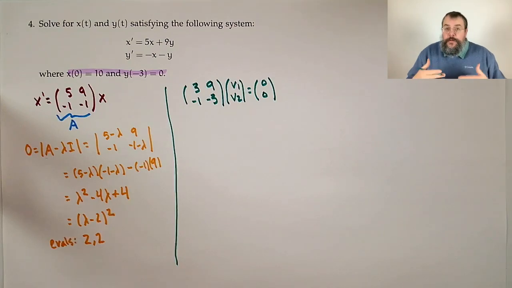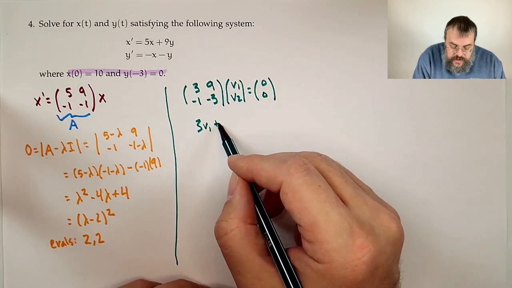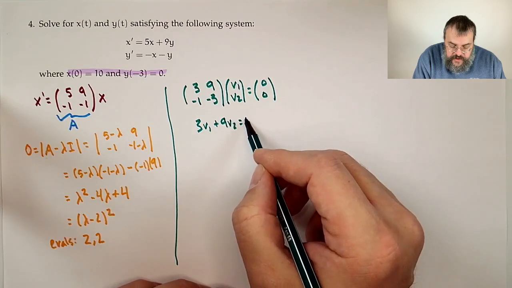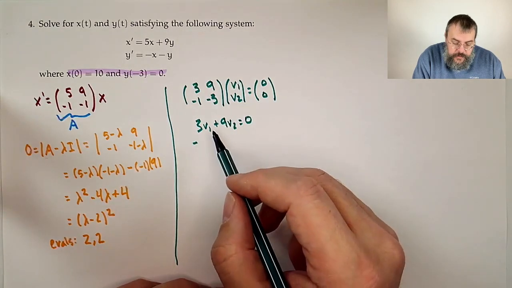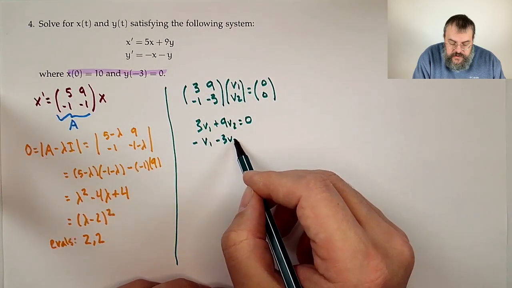Well, now what's going to happen? No surprise, if you look at the 2 equations that are really being encoded here, you have 3v1 plus 9v2 equals 0, and minus v1 minus 3v2 equals 0.